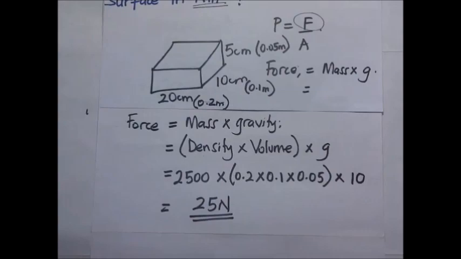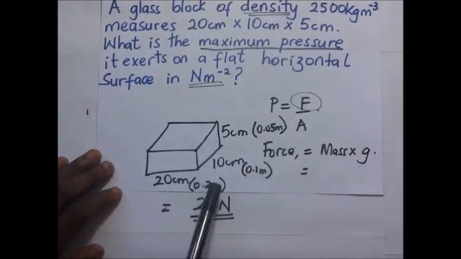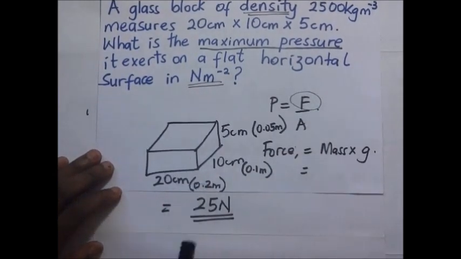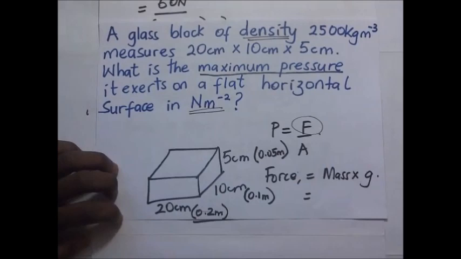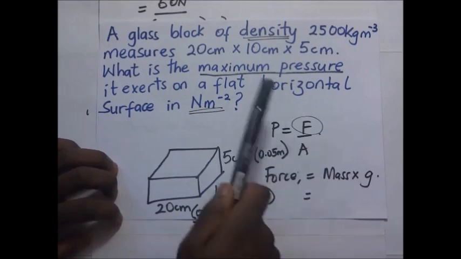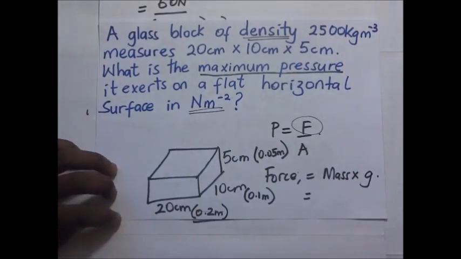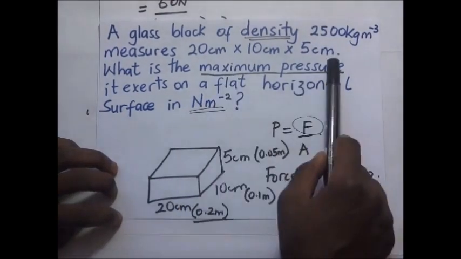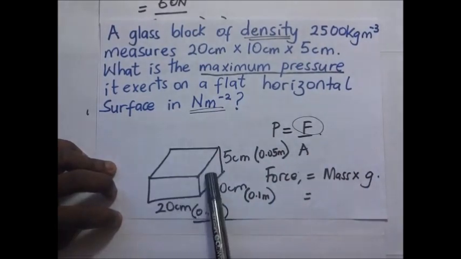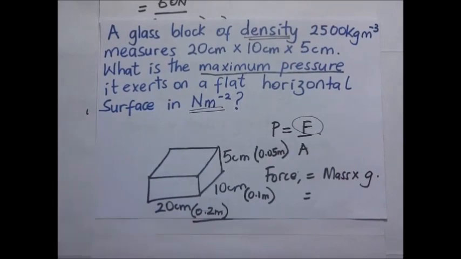So it means that the force we have got is 25 newtons. After getting the force, now we go ahead and find the area. Now remember, they're telling us to find the maximum pressure. According to our previous video, we said that according to pressure in solids, the smaller the area, the higher the pressure. So if they want the maximum pressure, it means this maximum pressure is being exerted onto the smallest surface area. If you look at these three faces, they are looking for the maximum pressure. So the maximum pressure is achieved when the smallest area of these faces is the one being in contact with a surface.